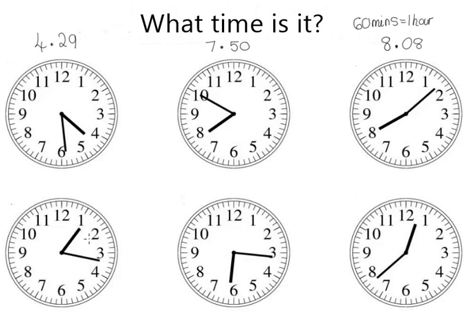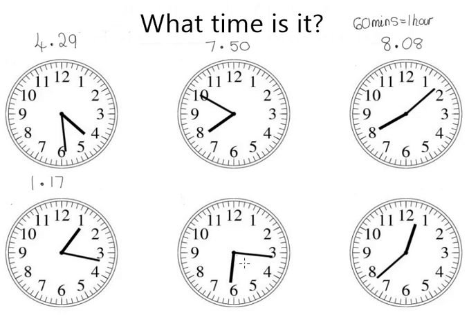Okay, let's have a look at the next one. So the hour hand is just past the 1. So it's still going to be 1 because we always round down. Now let's look at the minutes. Okay, let's count together. We've got 5, 10, 15, 16, 17. So it's going to be 1:17.